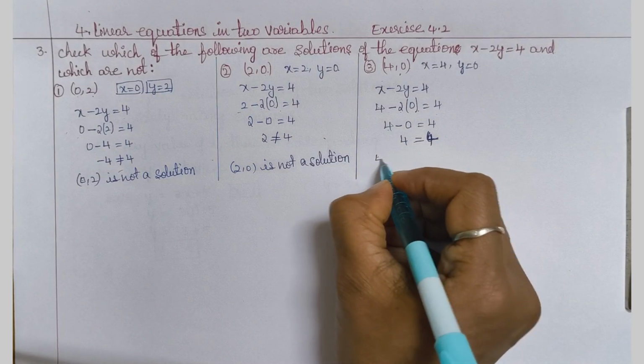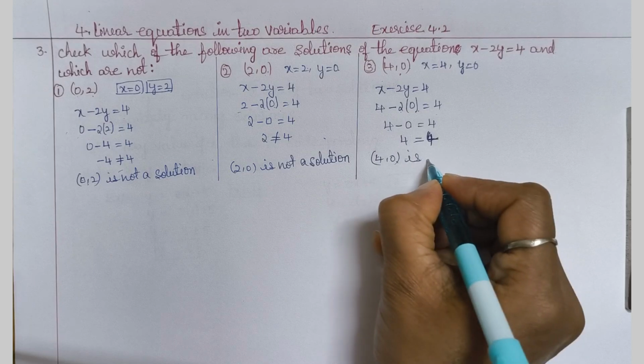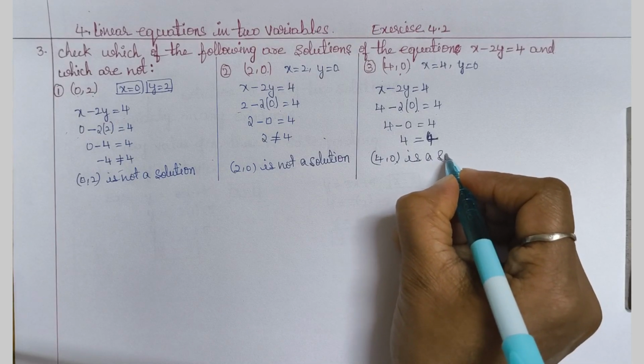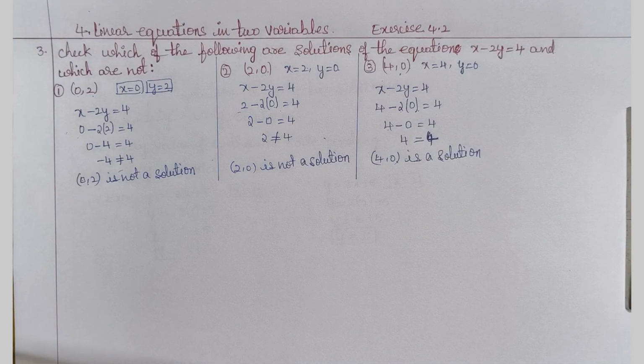Yes, (4, 0) is a solution. You can write it. (4, 0) is a solution. This is finished. Okay. Now we will move to the fourth question.